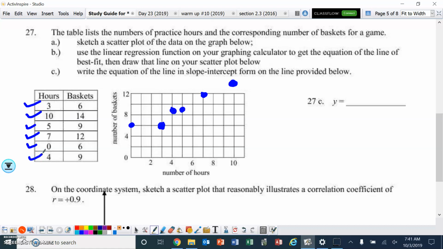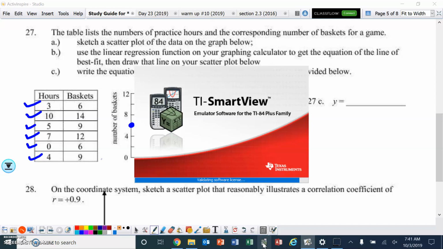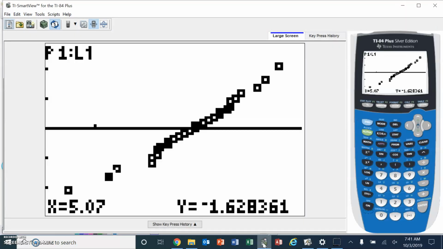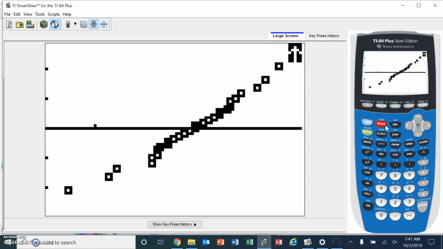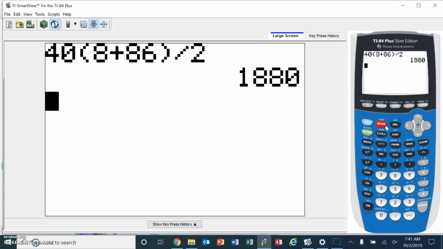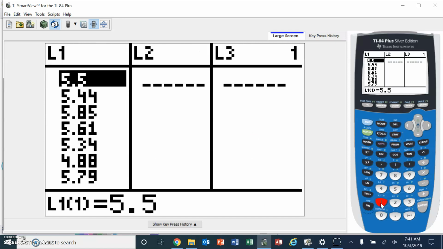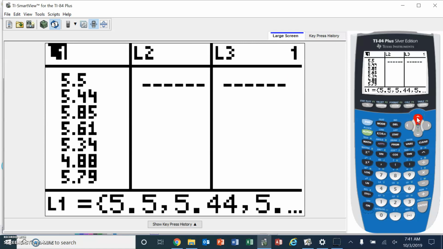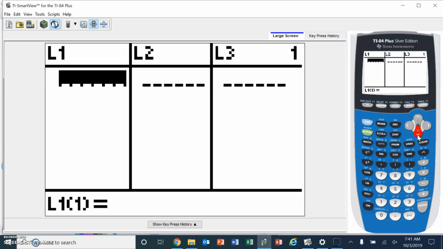All right. Use the linear regression function on your graphing calculator to get the equation of the line of best fit, then draw that line on your scatter plot below. Let me pull up the calculator. We're going to go to stat edit. We're going to clear out list 1 and 2 if there's anything in it. All right, so we're going to type these numbers in.